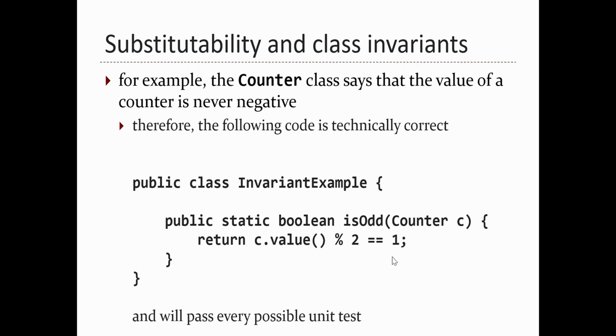How do they implement this? They take the value of C, divide it by 2 and look at the remainder. If the remainder is 1, then it returns true. If the remainder is not 1, it returns false. If you look at the contract for counter, which says that the value of the counter is always non-negative, then you can pass in any counter object to this method, and it will always return the correct value. So you can test this with every possible counter, and it will always return the correct value. In other words, this method is correct according to the contracts of the counter class.